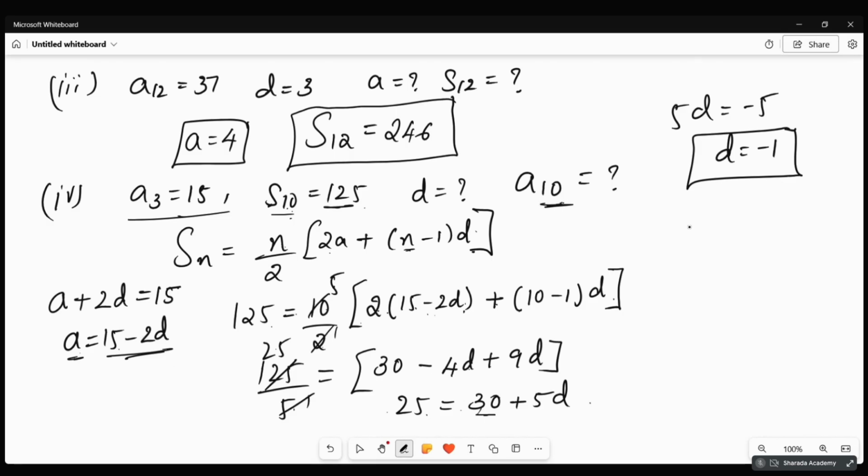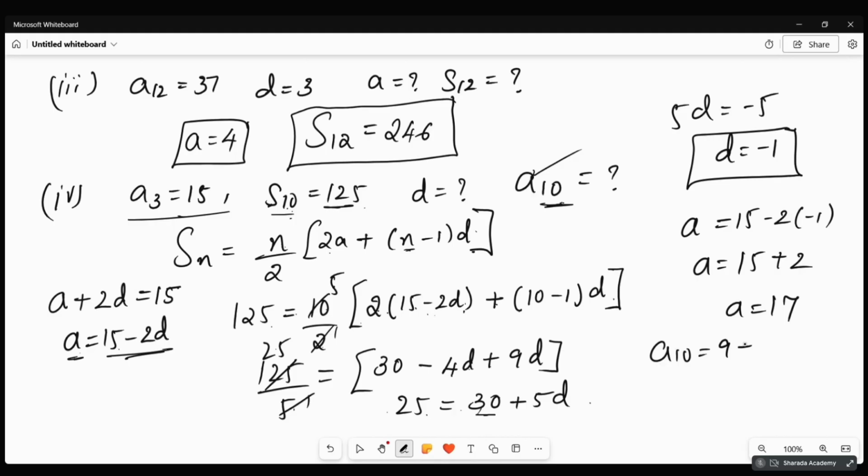So first find the A. What is A? 15 minus 2D, no? 2 into minus 1. Or A is equal to 15 minus into minus plus 2. A is equal to 17. I know A, D, N, so I can find A10. A10 is equal to what? A plus 9D. So A10 is equal to 17 plus 9 into minus 1, or A10 is equal to 17 minus 9. Okay, so that is the answer. So what you will get? 8.